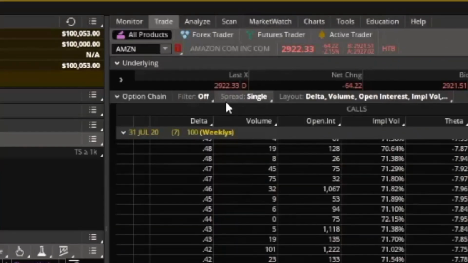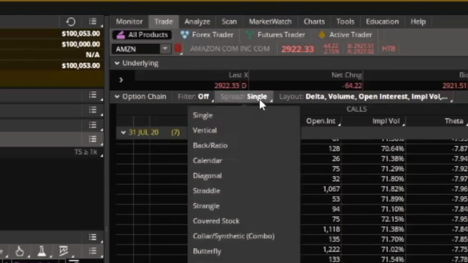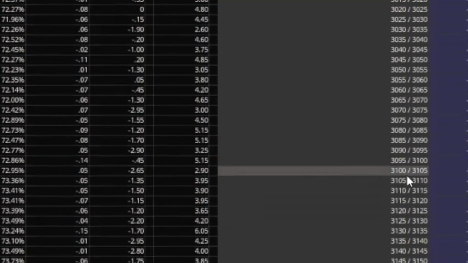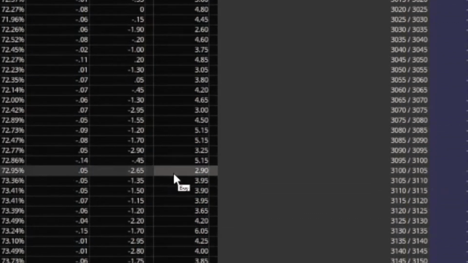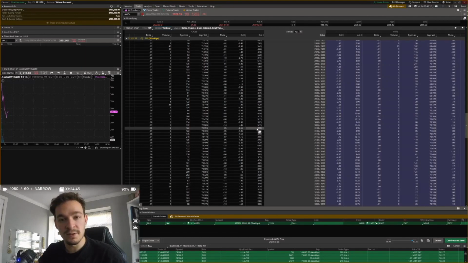Now in ThinkOrSwim, you can actually change this so you're looking at the vertical spreads. So if you change it at the top here from where it says spread single, you can go down to spread vertical, and then you can look for the one you want, so 3,100, 3,105, and then you can just buy it directly from this menu. Most brokers should have this option to search by vertical spread, but if not, you can always just enter a 3,100 call purchase and a 3,105 sell. This is the same thing as buying the vertical spread. The interface just helps you out a little bit here.